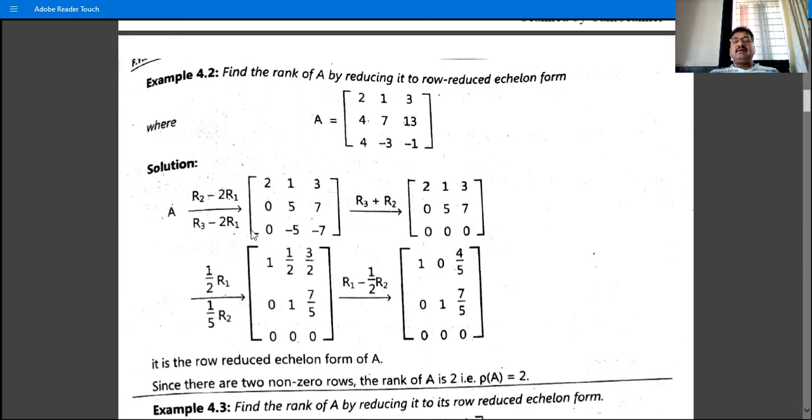That is 1 half R1, right? Apply the 1 half R1 operation first. Then reduce these two elements to 0. Then reduce this element to 1. That is 1 by 5 R2. And then reduce the element below to 0.